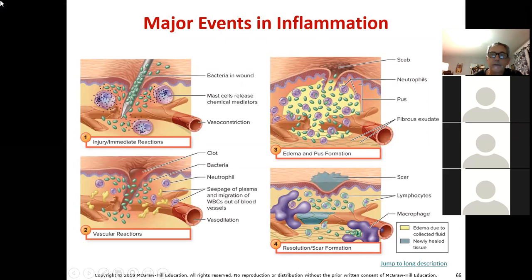So the major events in inflammation. Let's say you have a needle stick here and bacteria get into the site of the wound. First thing that will happen, the mast cells will release chemical mediators. One is histamine. It will result in greater vascular permeability.